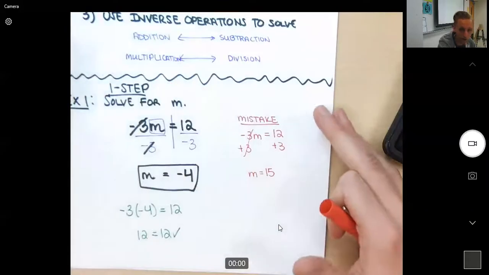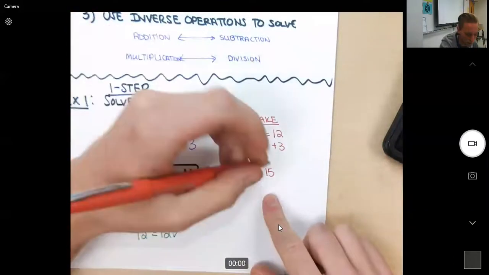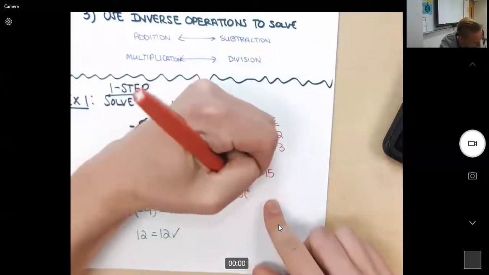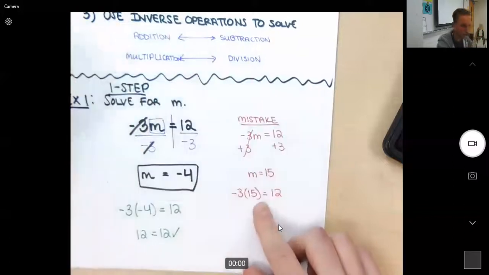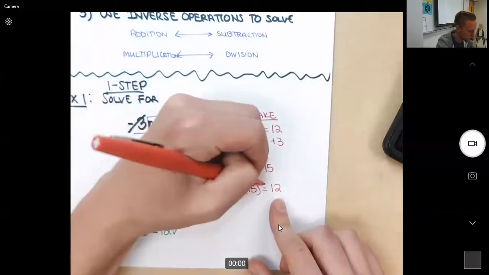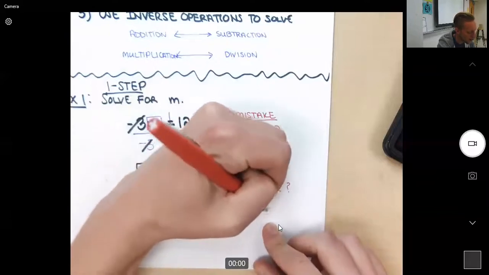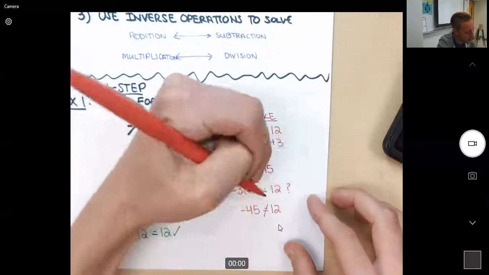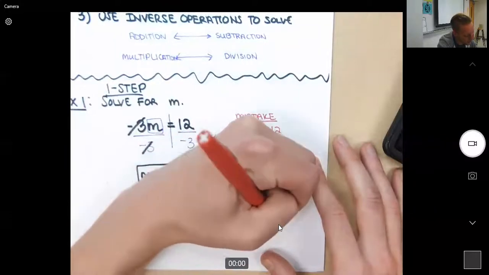Okay, this is a mistake. This is not the right answer. But when we check our answer here, it's real quick to see that that's not going to be the case. -3 times 15, we're checking, does that equal 12? It's a big question mark here. Well, -3 times 15 is -45. That does not equal 12. So 15 is not the answer.